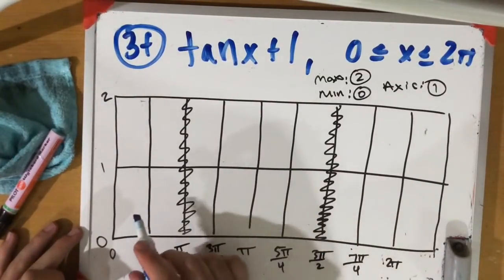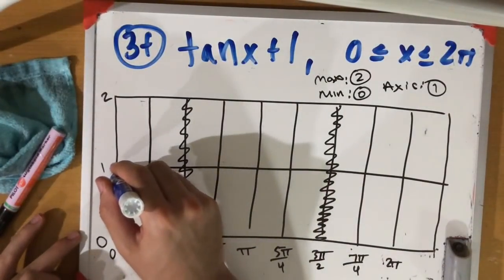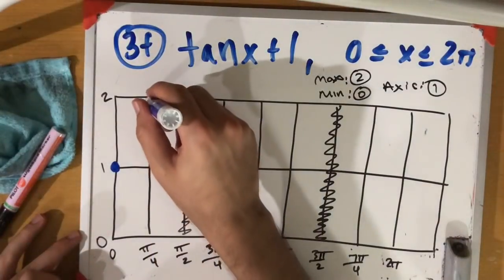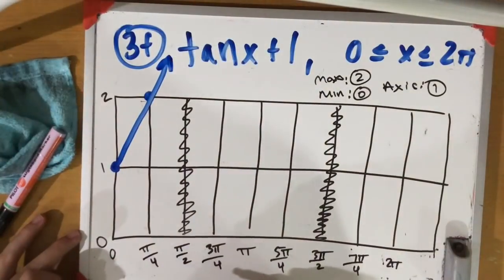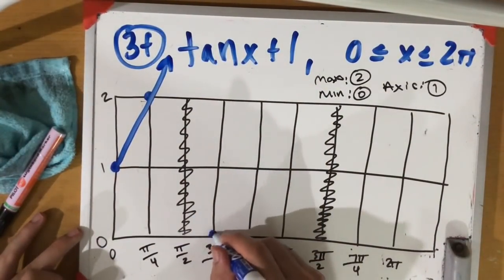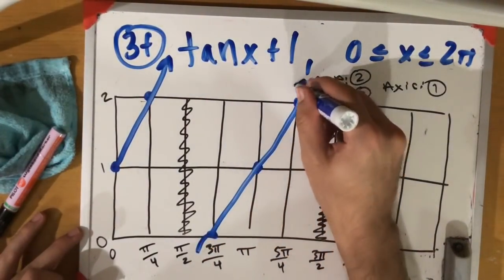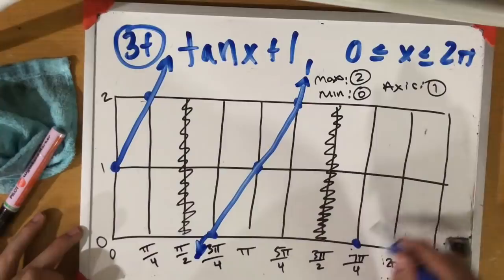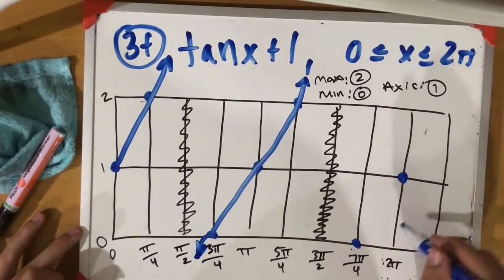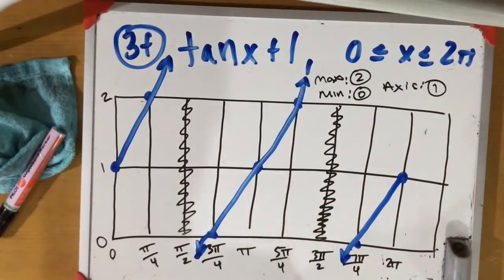Okay, so again, we have 3 sections. Let's work on this first section first. All right, tan, we'll start off at our axis and then work our way up. So this is how the first one looks. Then we go from min, axis to max. Okay, and then min, and then axis. So that's how your tan x plus 1 should look.